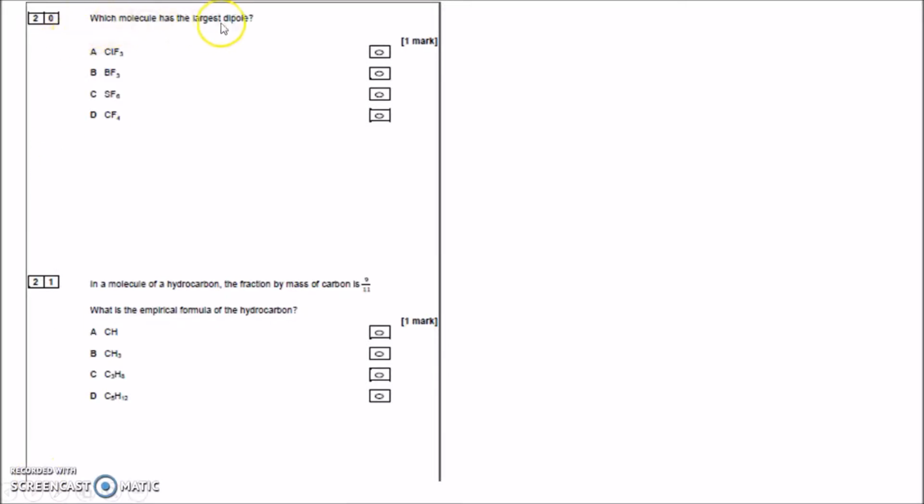Number 20, which molecule has the largest dipole? Now, a dipole is a delta plus and a delta minus. That occurs when you get an electronegative atom withdrawing electrons along a bond towards itself. Now, the three most electronegative atoms are F, N, and O. They're very electronegative atoms, and F is in them all.